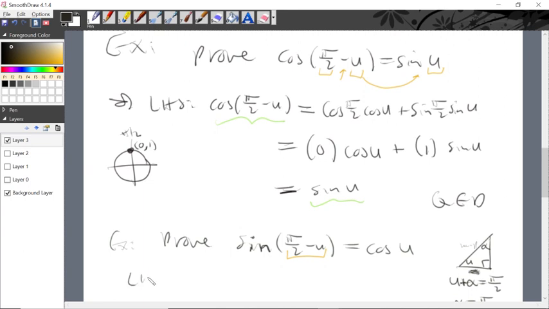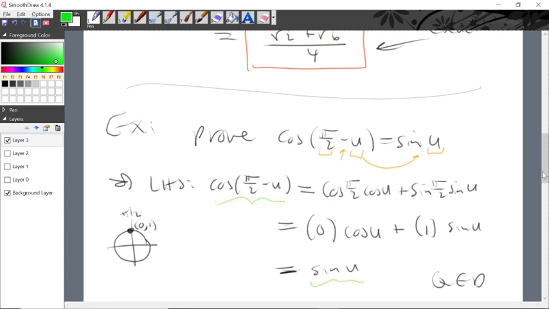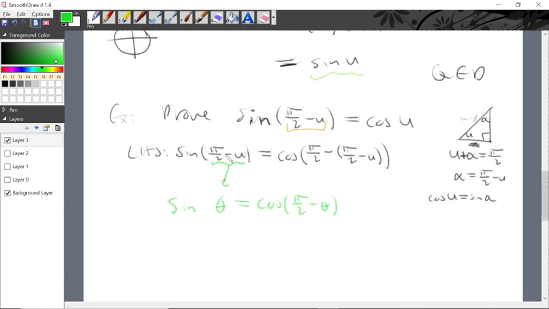Left-hand side. The sine of pi over 2 minus u is equal to the cosine of, according to this, pi over 2 minus the argument of the sine, pi over 2 minus u. So we're saying that this argument right here, let's call this theta, then the sine of theta is equal to the cosine of pi over 2 minus theta. This is exactly correct. That would have to be true. That's this statement right here, where theta is pi over 2 minus u.